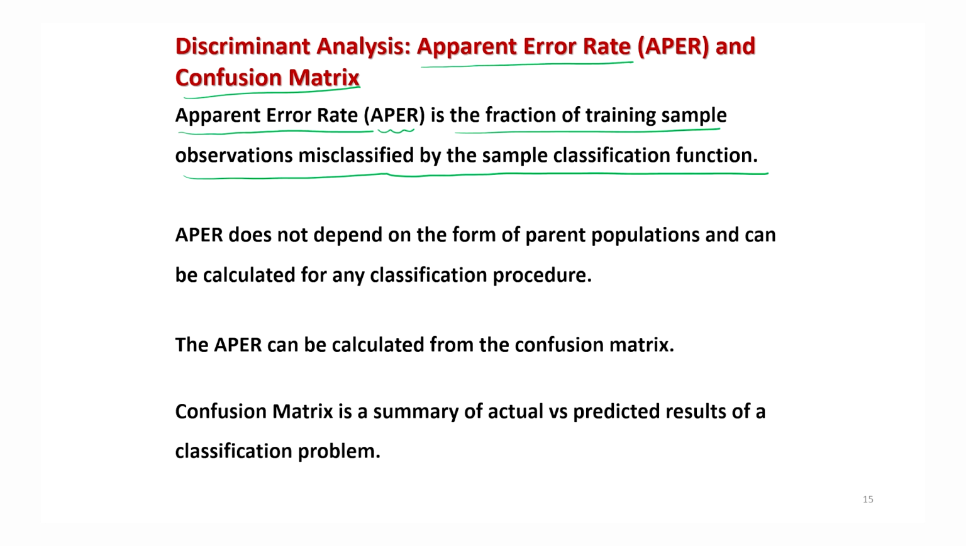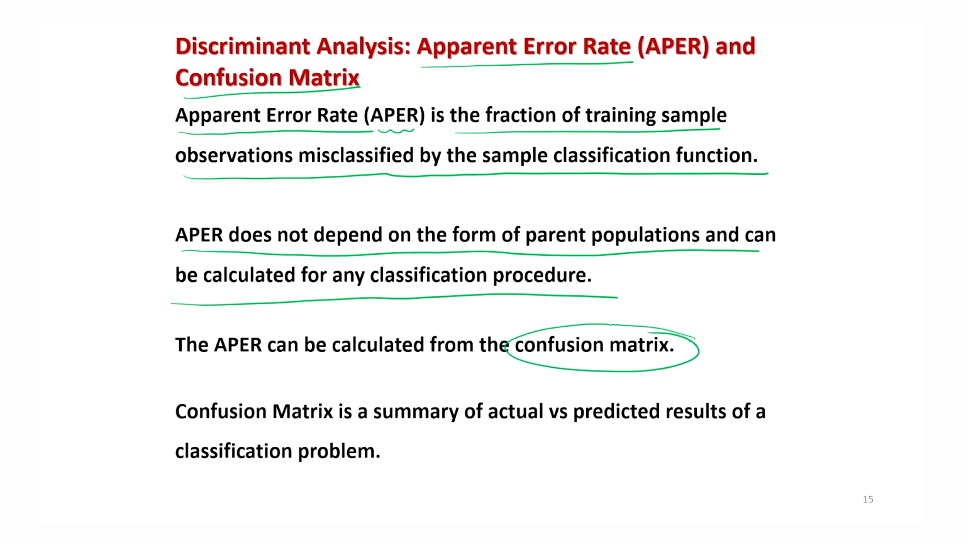Now you try to take a sample and classify the observations using your obtained discriminant function, and see in how many cases it has classified correctly or incorrectly. You can measure that because you already have a population where you know which observation is coming from which population. So this APER does not depend on the form of the parent populations and can be calculated easily for any classification procedure, be it Bayes procedure, based on multivariate normal, or anything else. And this APER is calculated from the confusion matrix.